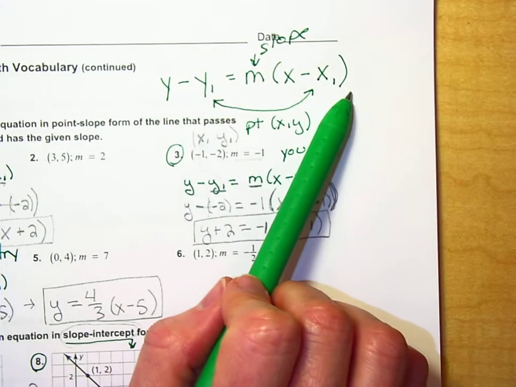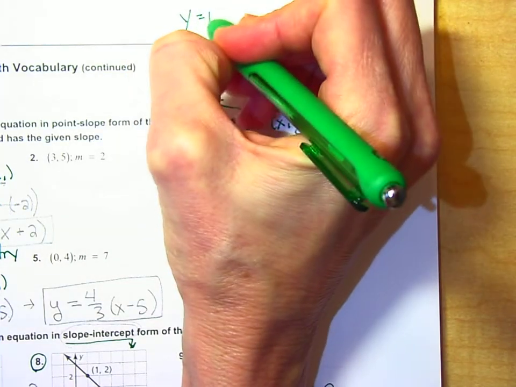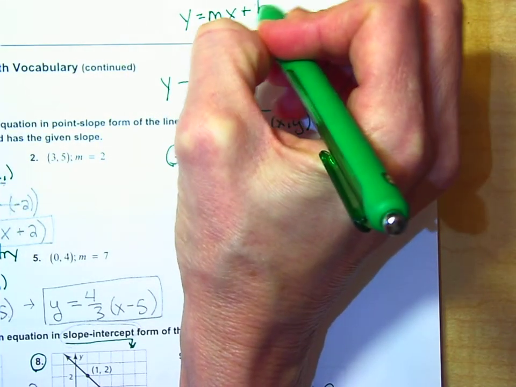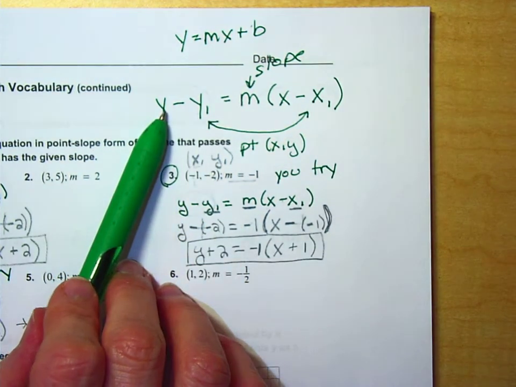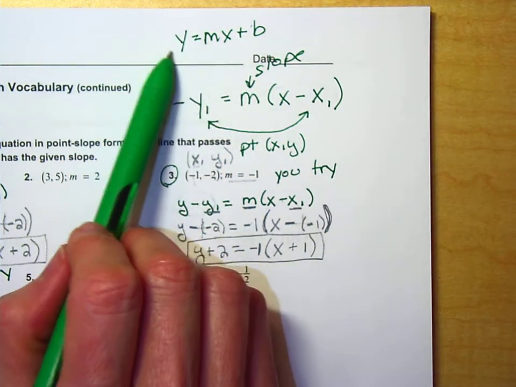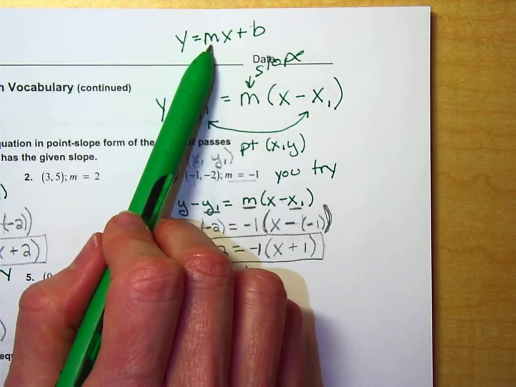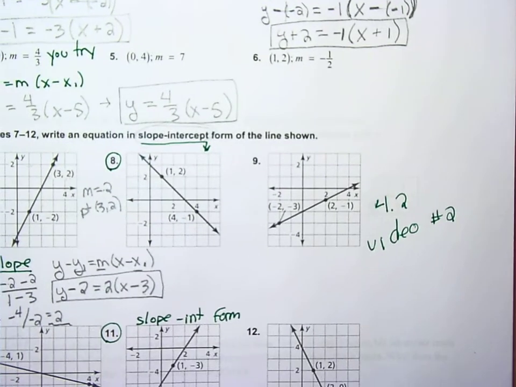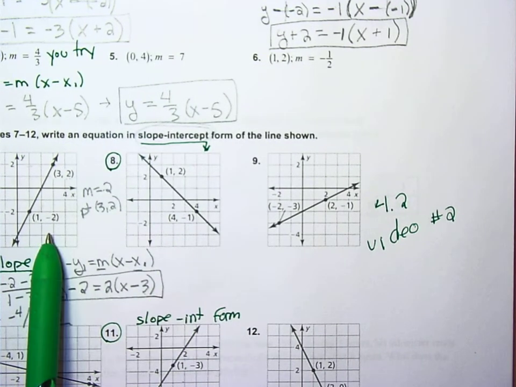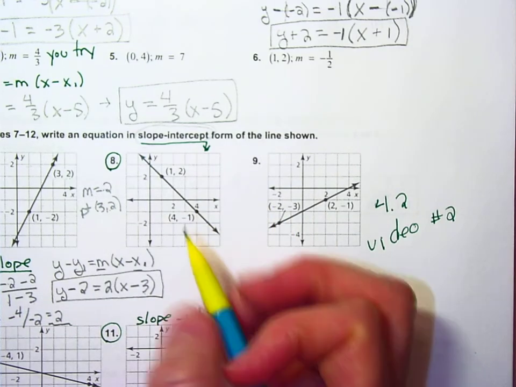Point slope is going to start like this, and slope intercept, remember that's y equals mx plus b. So the algebra we're going to have to do is to get y all alone by itself on one side of the equal sign and everything else on the other. So let's start with writing the equation in point slope form, which is just like what we did in number 7. So pick a point.